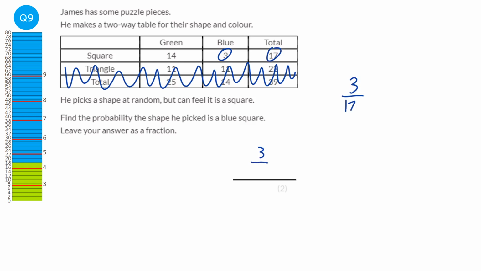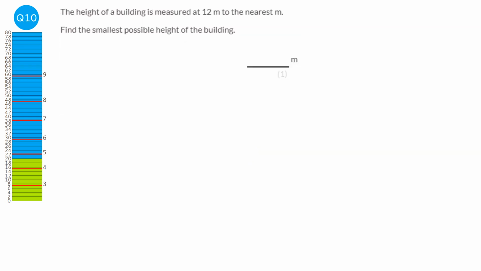So the answer is 3 over 17. To answer this question, I'm going to do a quick number line. And I'm going to put the 12 meters on my number line. And I'm going to think what the next number down would be that it could have rounded to. Well, it's 10 to the nearest meter. So the next number it could have rounded to is 11.